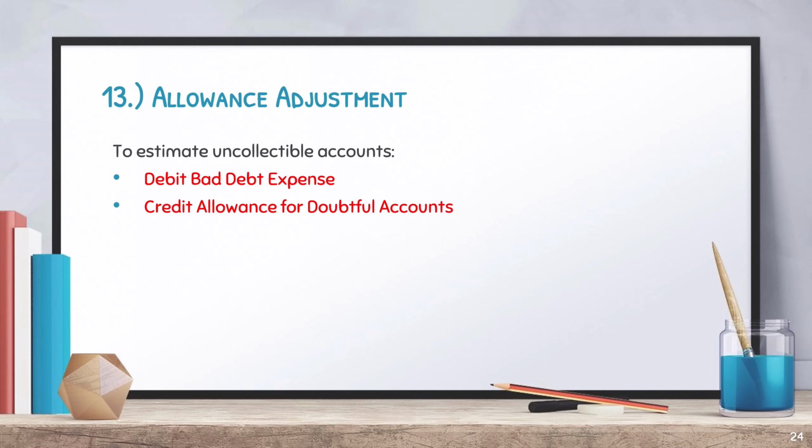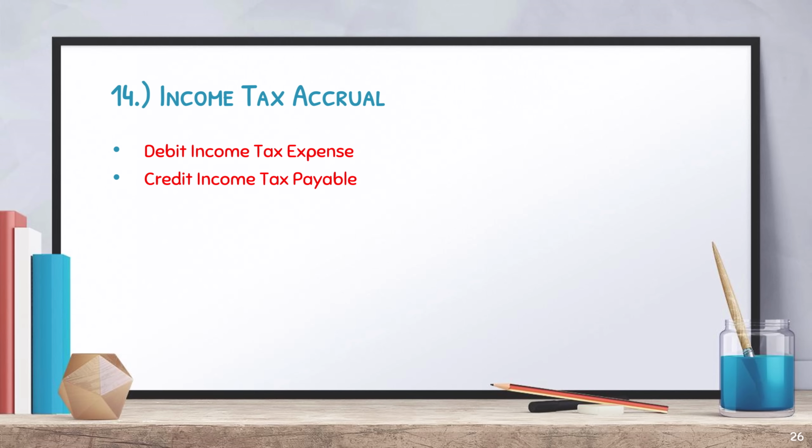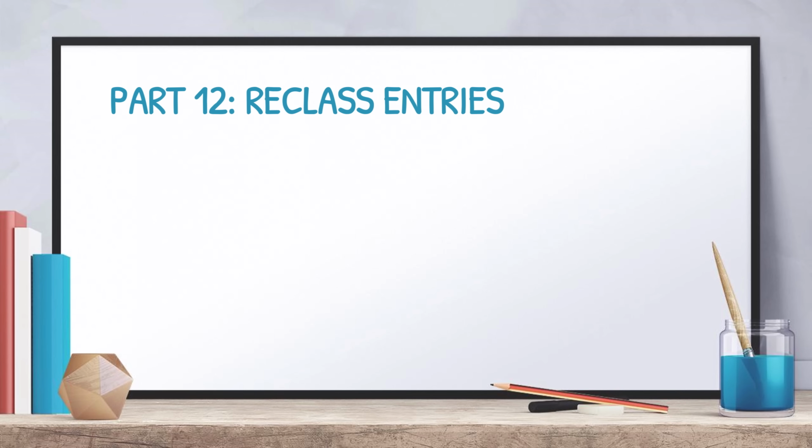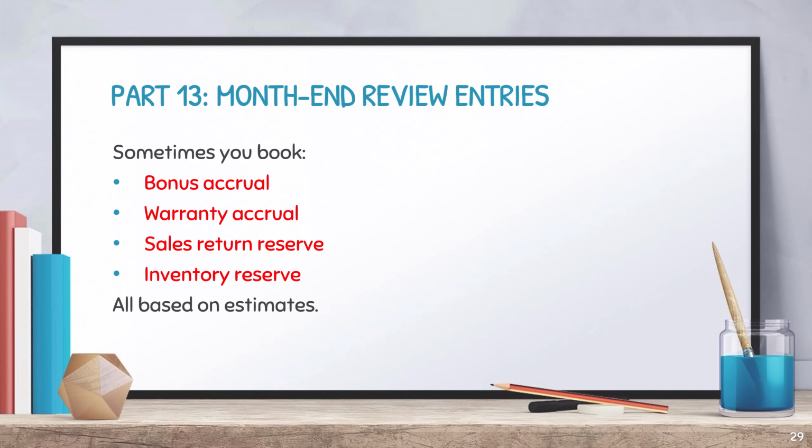Let's be realistic. Part 11, Tax Entries. 14. Income Tax Accrual. Book this entry. The logic is because taxes don't wait. Part 12, Reclass Entries. These clean up errors or misclassifications. For example, for an expense accidentally booked to asset, book this entry. These reclass entries are common at close.